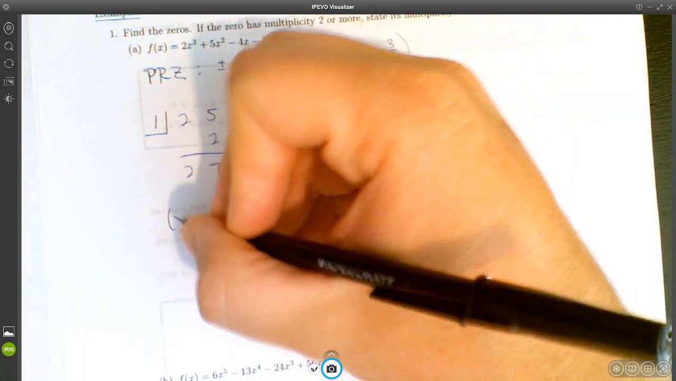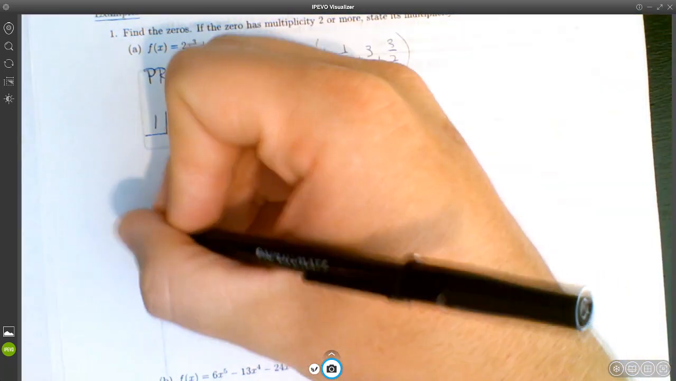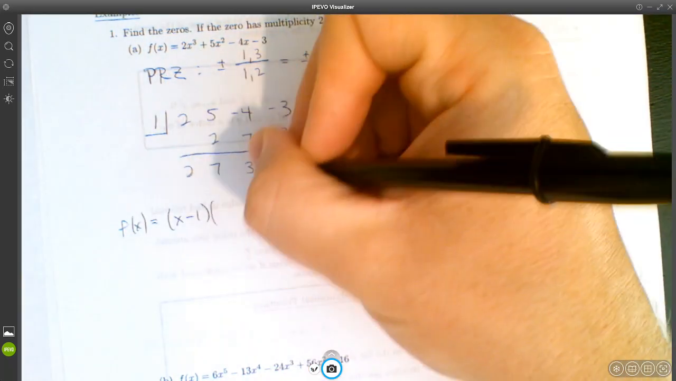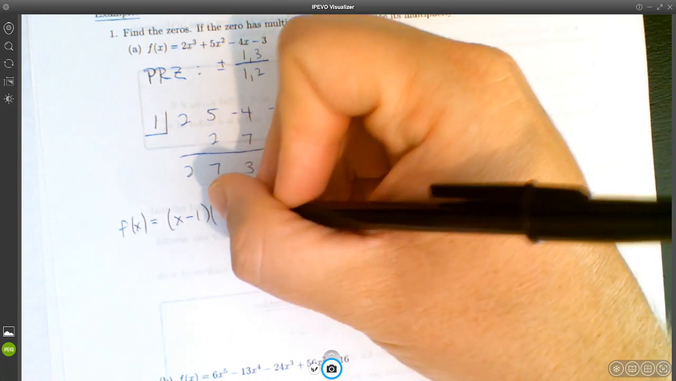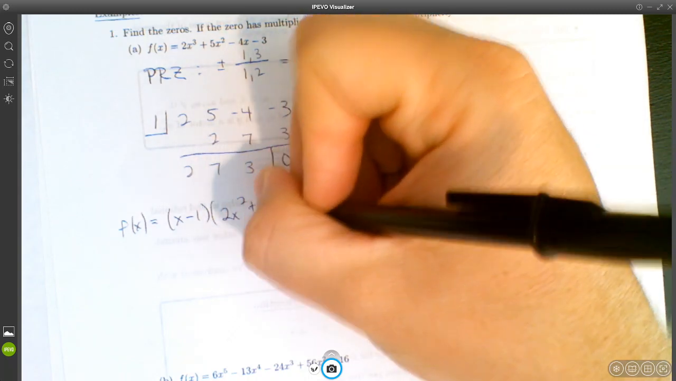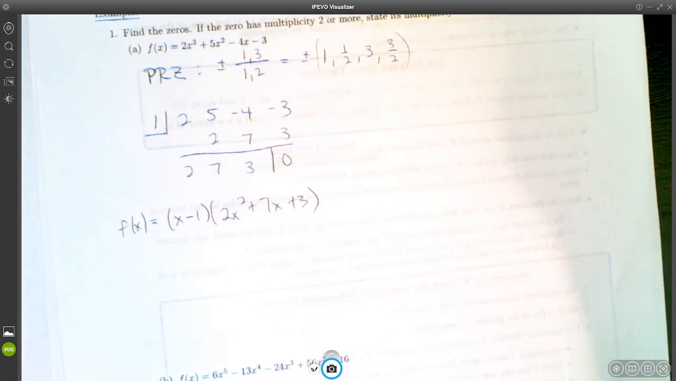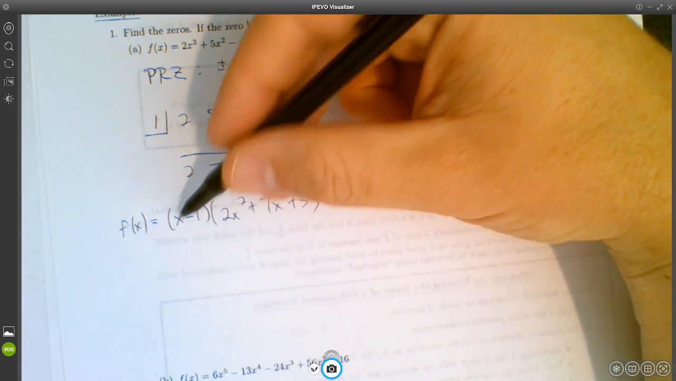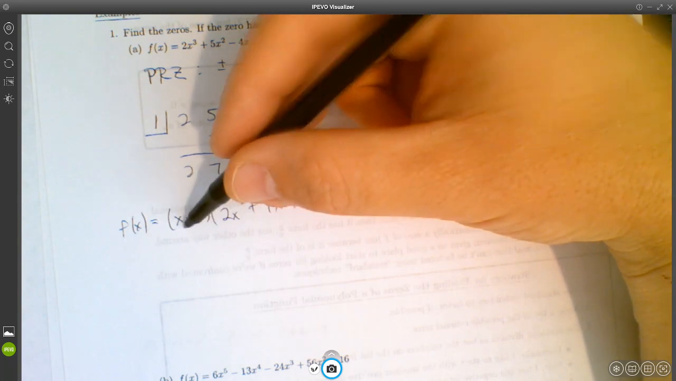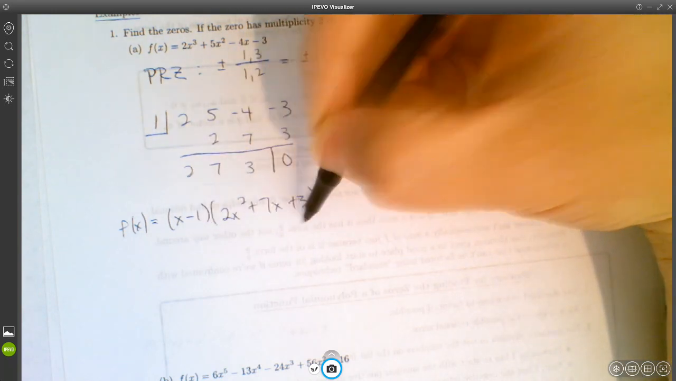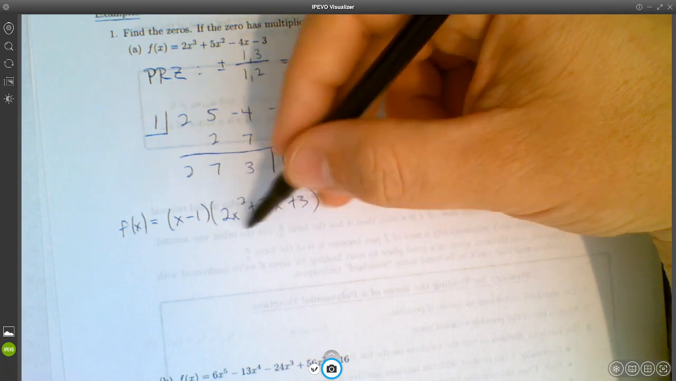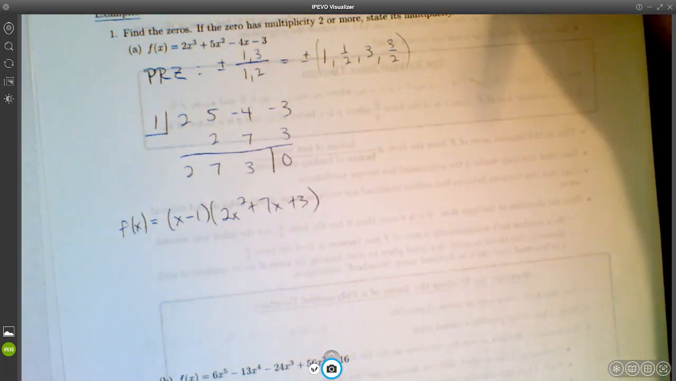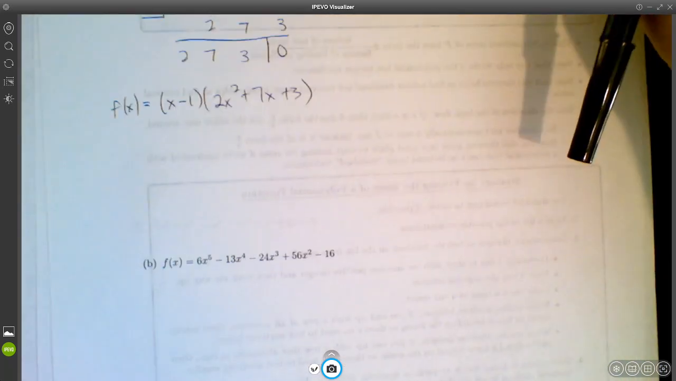That means that x minus 1 is a factor. So maybe I should say f of x is now x minus 1 times what we have left here, 2x squared plus 7x plus 3. So I don't need to do any more work with rational zeros because I've got a linear factor here and then a quadratic factor there. So worst case scenario, I can use the quadratic formula to find the zeros corresponding to this quadratic factor. Best case scenario, I can factor it.